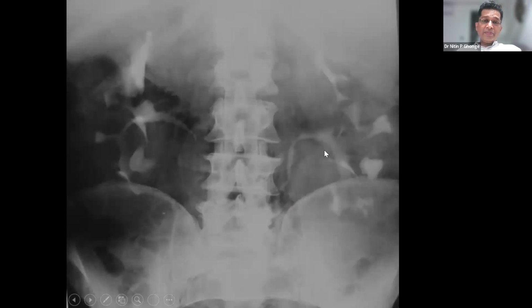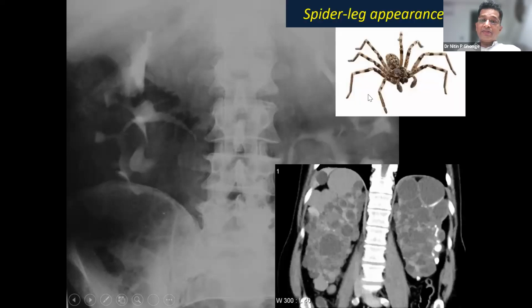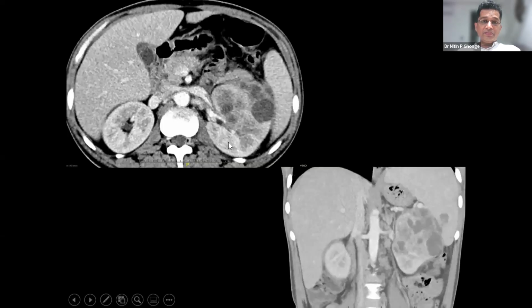This is another IVP image where we can see the extrinsic impression over the calyceal system on both sides because of the multiple extrinsic mass effect, in a patient with polycystic kidney where cysts are causing extrinsic effect and leading to an appearance called spider leg appearance.